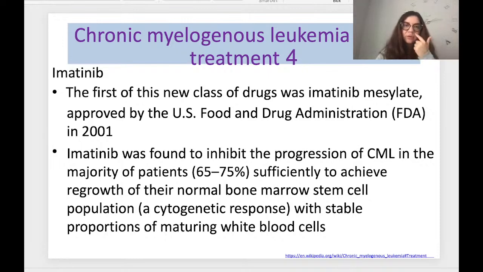Imatinib. The first of this new class of drugs was imatinib mesylate, approved by the US Food and Drug Administration in 2001. You know that the FDA is the biggest and the most important and the most supported organization of drug usage, its safety and its efficiency in the world. Imatinib was found to inhibit the progression of chronic myelogenous leukemia in the majority of patients, nearly 65 to 75%, sufficiently to achieve the regrowth of their normal bone marrow stem cell population, a cytogenetic response with stable proportions of maturing white blood cells.